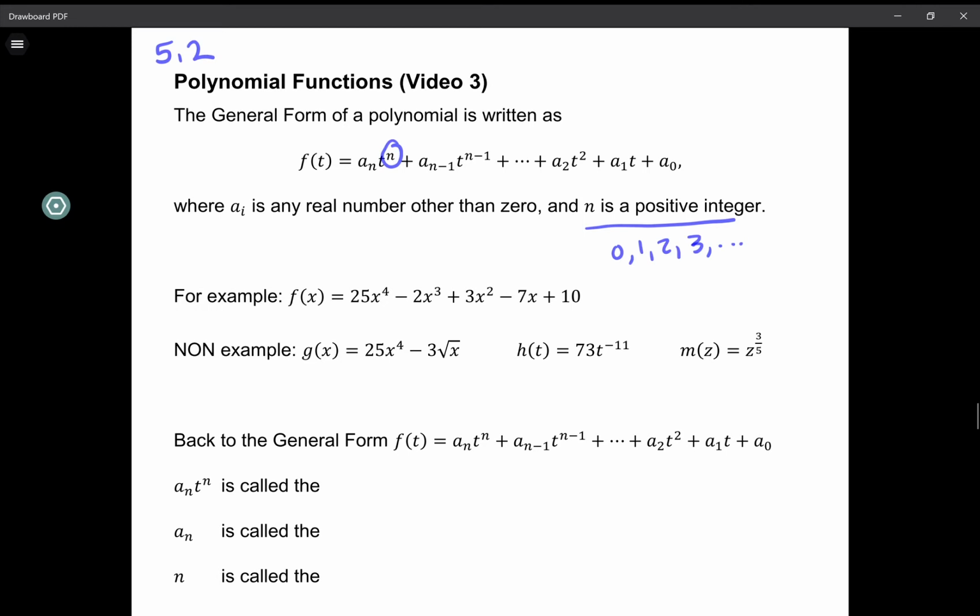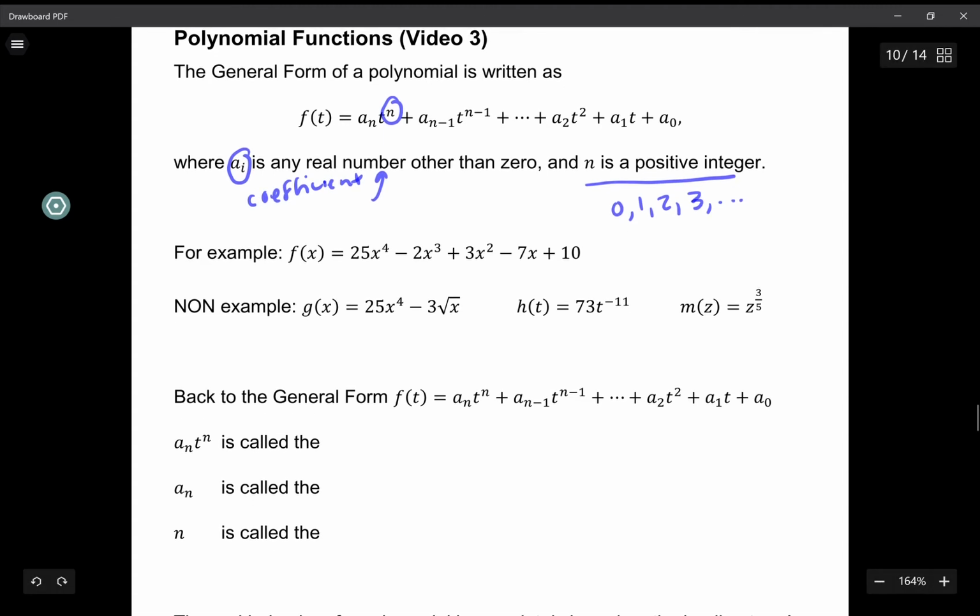Number two, we need to have the a sub i's. These are the coefficients. They need to just be real numbers. We don't want any imaginary coefficients right now. So whole number powers, whole positive whole number powers, real number coefficients. So all these are non-examples. Let's see if we can figure out why these are not polynomials. Pause the video and look at these three examples and see if you can decide why they're not polynomials.